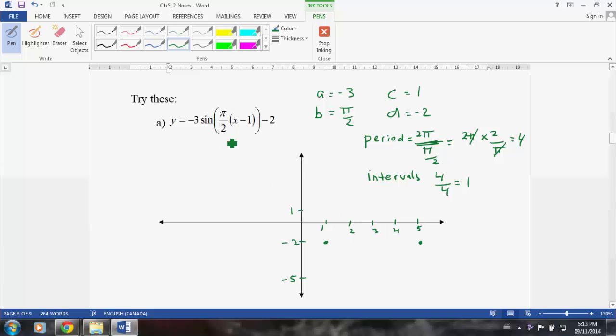Now I just have to take a look at my sine pattern. So normally sine has this kind of a pattern. But since my A is negative, I'm going to have a reflection. So after the reflection, it's going to be looking like this, won't it? So instead of going up to begin with, I'll be going downwards to begin with. So instead of going from here up, I'll be going from here downwards.